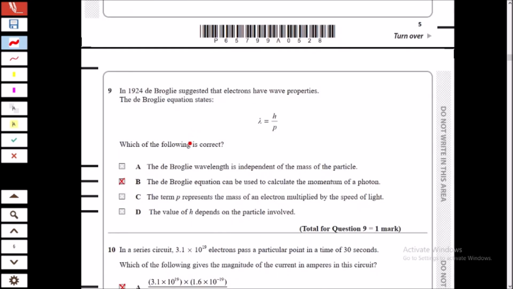The de Broglie wavelength can be used to calculate the momentum of a photon. How do we know? Because p signifies the momentum.